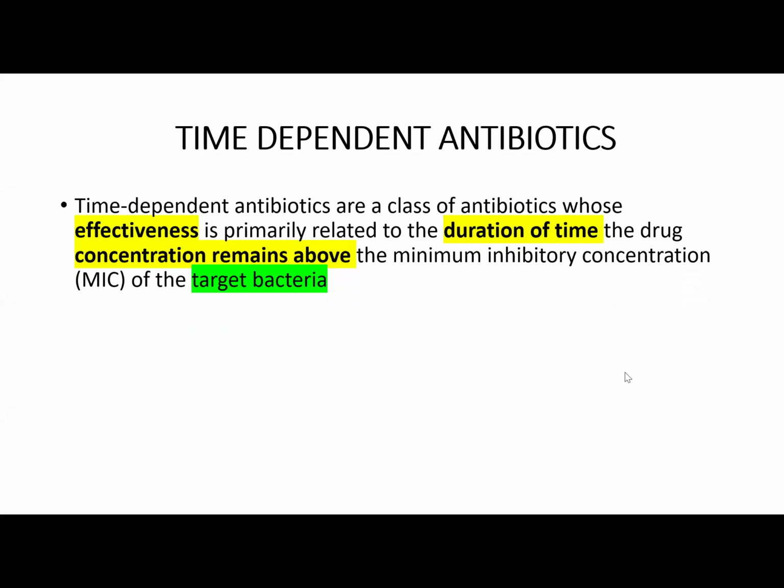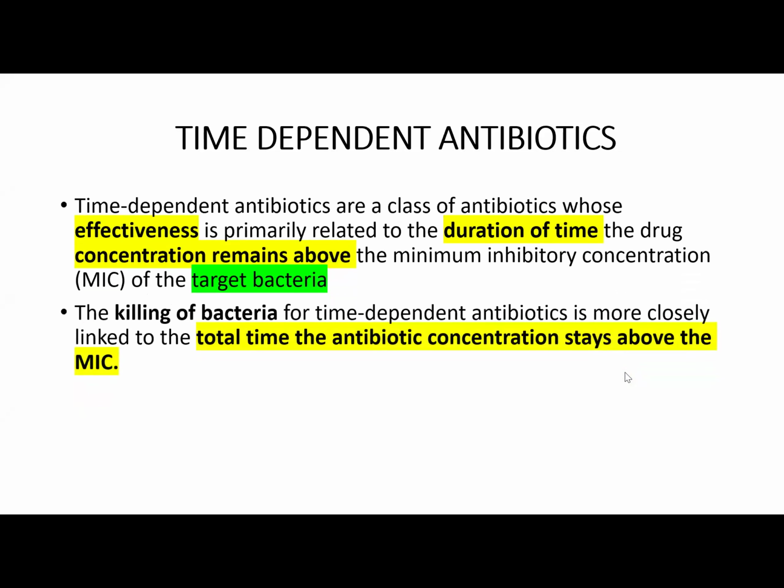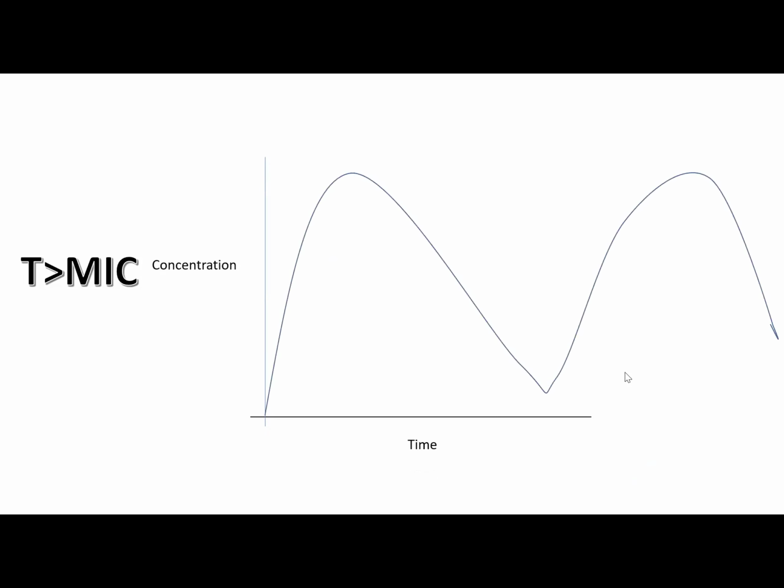So the important thing that we need to remember is the duration of time above the MIC and the specificity to that particular type of bacteria. The killing of bacteria is usually more possible if the total time of the antibiotic remains above the MIC. So how exactly does an MIC curve look? The diagram usually should contain an x-axis labeled as time and a y-axis which is the concentration. Usually the graph is drawn for a 24-hour period, which usually gives the definition of MIC as well.